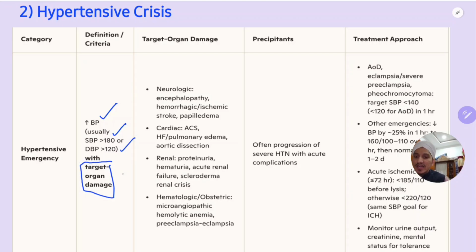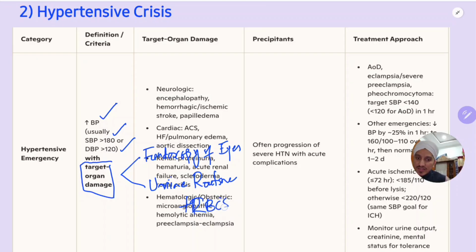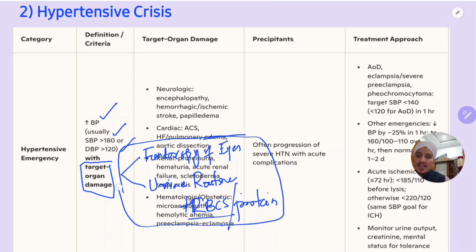How do you identify target organ damage? There are two methods. One is fundoscopy of the eyes. There you will see cotton wool spots, grade 3 or grade 4 retinopathy, or papilledema also you can see. The second thing is urine routine. In urine routine, you will identify hematuria, RBCs, and protein. So by these two, you will know whether there is target organ damage or not.